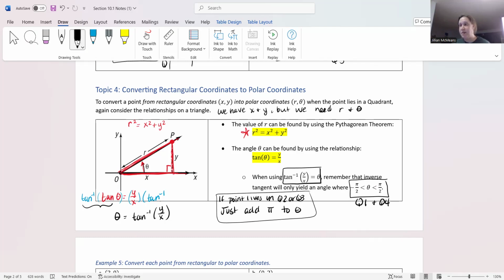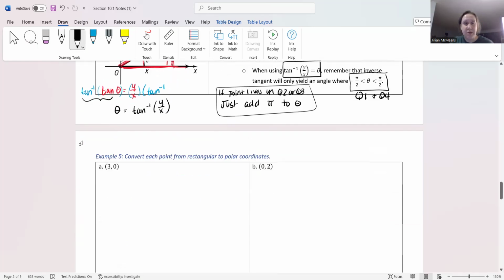That's the process. It's maybe not as pretty as what we did in the previous video, but we have to do the Pythagorean theorem. We've done it so many times at this point, it's almost second nature to us. And then inverse tangent, we've done that a bunch too, so that shouldn't be that big a deal either. Okay, so let's look at converting some points.